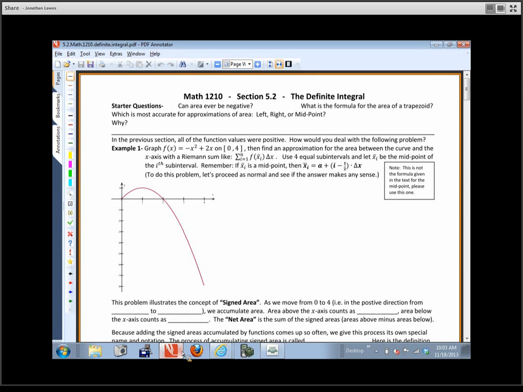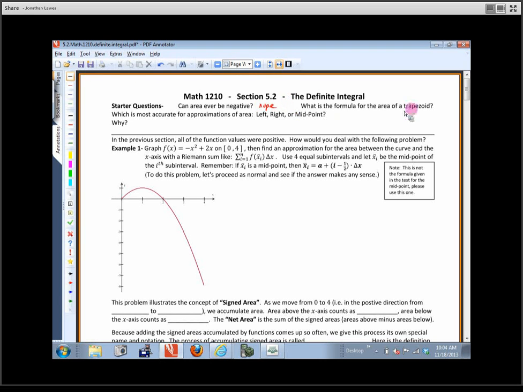Okay? All right. So let's take a look at the starter questions here, and then we'll do this problem that's a little bit different than what we dealt with last time. So it says, can area ever be negative? If we're generally talking area, can area ever be negative? The answer there is nope, usually can't. Because we're taking a positive length for a width and a positive length for a height and multiplying those together, and we're getting a positive quantity.